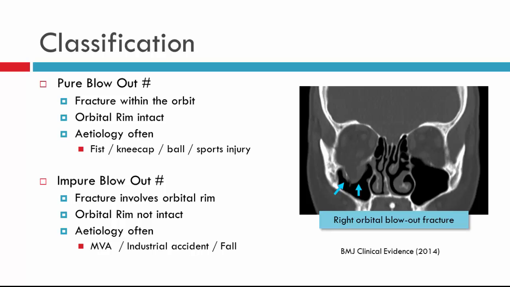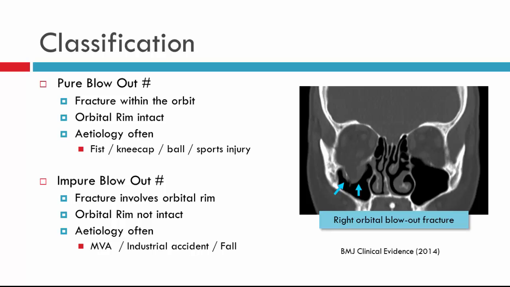If we have a look at the scan over here, we can see that the orbital floor here has been fractured, and we can see tissue has prolapsed here into the maxillary sinus. So in this particular instance, we have an impure blowout fracture where the orbital rim is not intact.